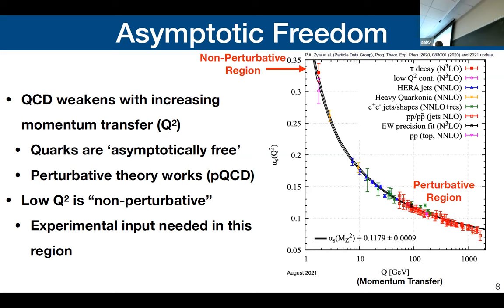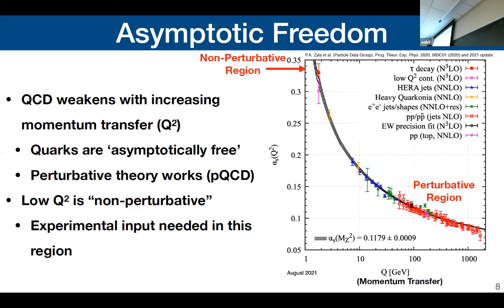Quarks that are interacting with gluons at high momentum transfers don't feel the strong nuclear force very strongly, actually. It's somewhat weak, so they're fairly free. However, in the low momentum transfer region, it's the other way around. They actually feel a very, very strong interaction.